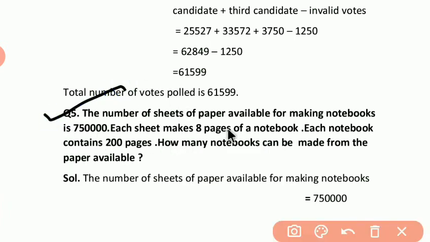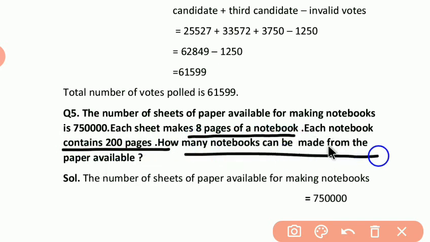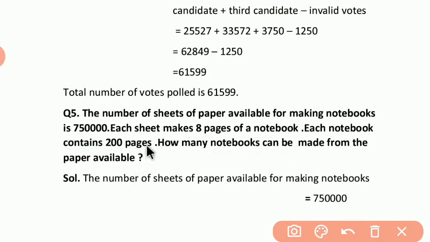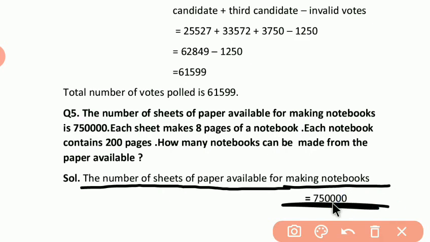Question number 5. The number of sheets of paper available for making notebooks is 7,50,000. Each sheet makes 8 pages of a notebook. Each notebook contains 200 pages. How many notebooks can be made from the paper available? So here paper is given and we have to see how many notebooks can be made using that paper. First we will see how many sheets of paper there are.